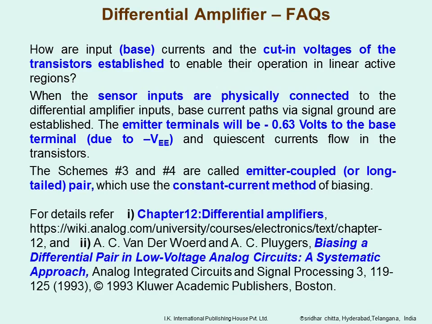The schemes 3 and 4 are called emitter coupled or long-tailed pair, which use the constant current method of biasing. The viewer may refer to the articles listed below for descriptions of biasing techniques of differential amplifiers and signal processing.